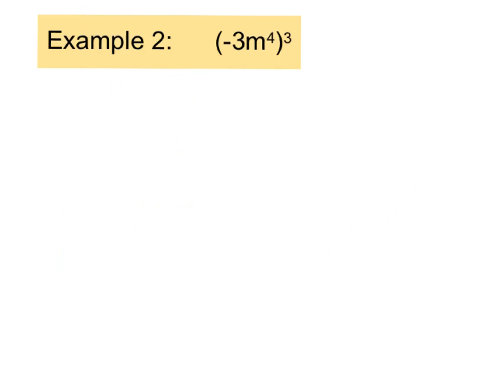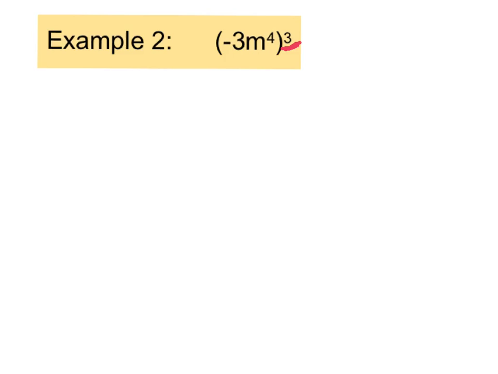Let's take a look at a second example. Please write this example in your notes. Now, something to note that's a little different about this problem from the last one is that we have 2 terms in the parentheses. Our -3 is our first term, and m to the 4th is our second term. What you need to remember is that the exponent 3 on the outside of the parentheses will apply to all terms inside of the parentheses.